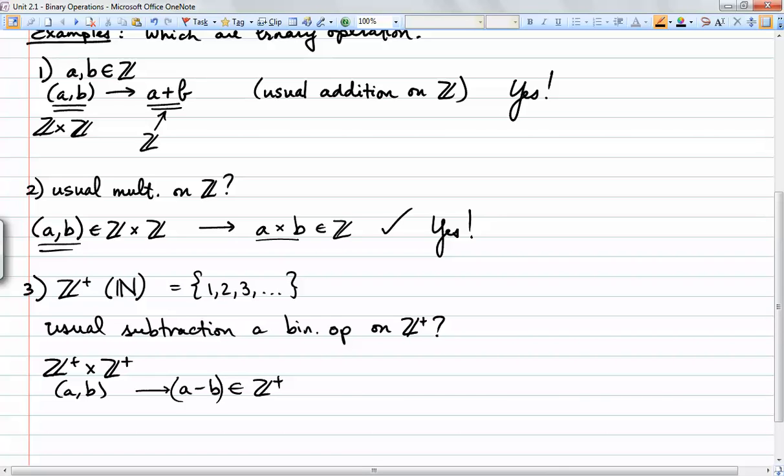Well, that's not always going to work. And so a counterexample would be something like let A equal 4 and B equal 7, right? So then 4 comma 7 gets mapped to -3, which is not in Z plus. Okay, so not a binary operation.